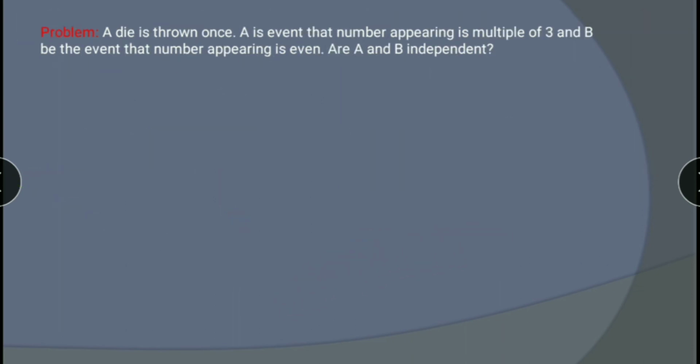So next problem: a die is thrown. A is the event that the number appearing is a multiple of 3 and B is the event that the number appearing is even. Are A and B independent? We have to see if A and B events are independent or not. A is the event that the number appearing is a multiple of 3. When we throw a die, multiples of 3 are 3 and 6 only. So A is {3, 6}. B is the number appearing being even, so the even numbers are 2, 4 and 6.